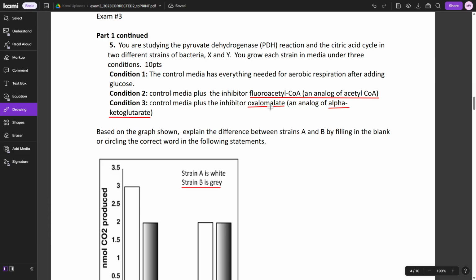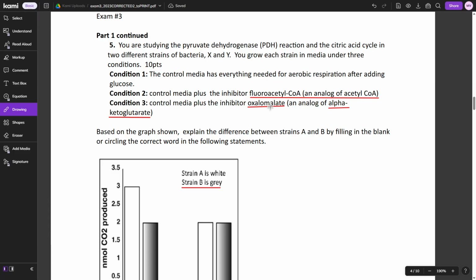Yes, in this case you can think of it like that. I'm trying to remember how this works. If it's an analog of alpha-ketoglutarate, this is not really a feedback inhibitor. In this case, what is happening is this analog of alpha-ketoglutarate is going into the active site of alpha-ketoglutarate dehydrogenase, and it is stopping the enzyme from working. So it is a competitive inhibitor, right?